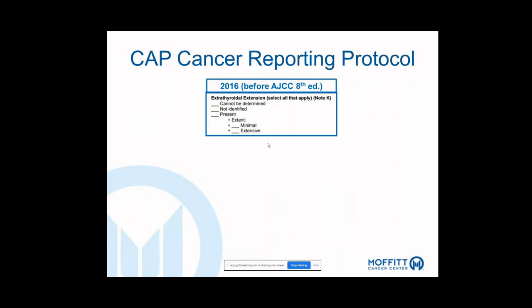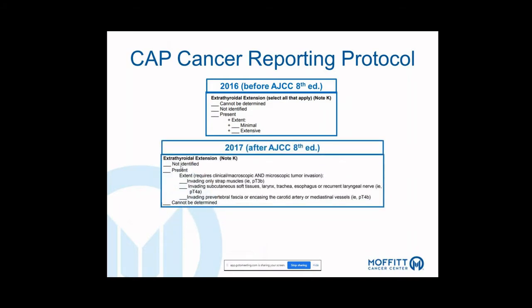So before the 8th edition of the AJCC staging system, this was the CAP reporting protocol for thyroid, which only mentioned that extrathyroidal extension should be classified as present or not, and within present, minimal and extensive. After the change, they removed minimal extrathyroidal extension completely from the required reporting elements, and they just mention present and refer to the one that had both clinical and macroscopic as well as microscopic. So somehow they limited it to gross extrathyroidal extension and left minimal extrathyroidal extension out of the reporting protocol. The problem is this.